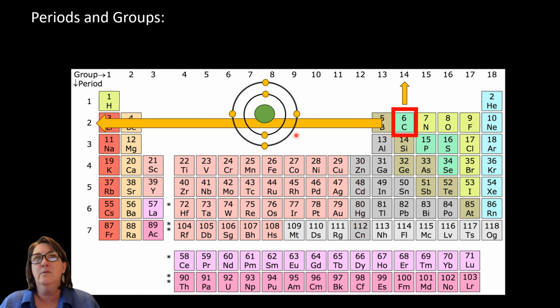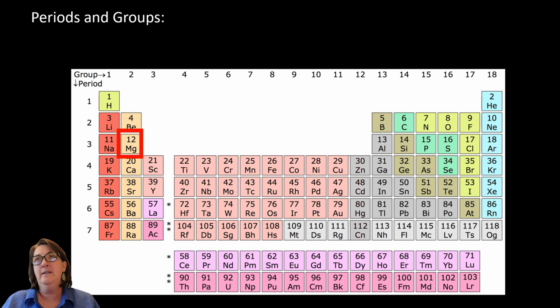I have 2 rings, 1, 2, and then I have 4 valence electrons, 1, 2, 3, 4 in the outer shell. Carbon has 6 total electrons, so I fill the first ring with 2, 1, 2. Remember, I can't fill any more here, so then I have to add it to the second ring. So 1, 2, 3, 4, 5, 6. My last ring has 4, and I have 2 rings altogether.